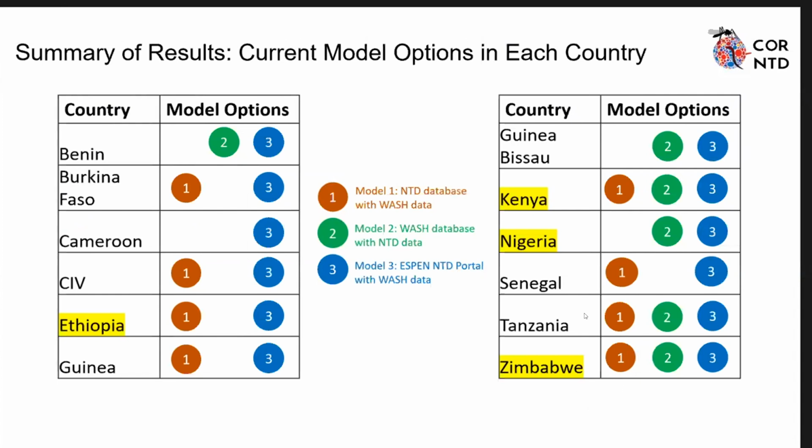Just to highlight here, in Tanzania, we're actually adding NTD data into the WASH system. In Zimbabwe, it's still up in the air, and conversations are being argued for both directions. And in Kenya, we're hoping, working alongside Ascend, to add WASH data into the NTD database. Those highlights are just priority countries for Accelerate, where this integration is moving forward quickly.